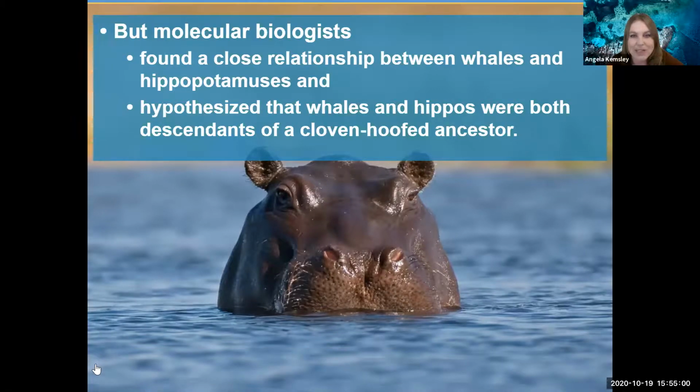They found, by looking at the DNA, a close relationship between whales and hippopotamuses, and hypothesized that whales and hippos were both descendants of a cloven-hoofed animal. So now you have scientists studying fossils, looking at morphology, how the body is arranged, seeing a link between a land-dwelling carnivore and whales. But molecular biologists looking at the DNA are finding a connection between whales and hippos. So who's right? Your favorite answer of all that I give: it depends on which scientist you ask.